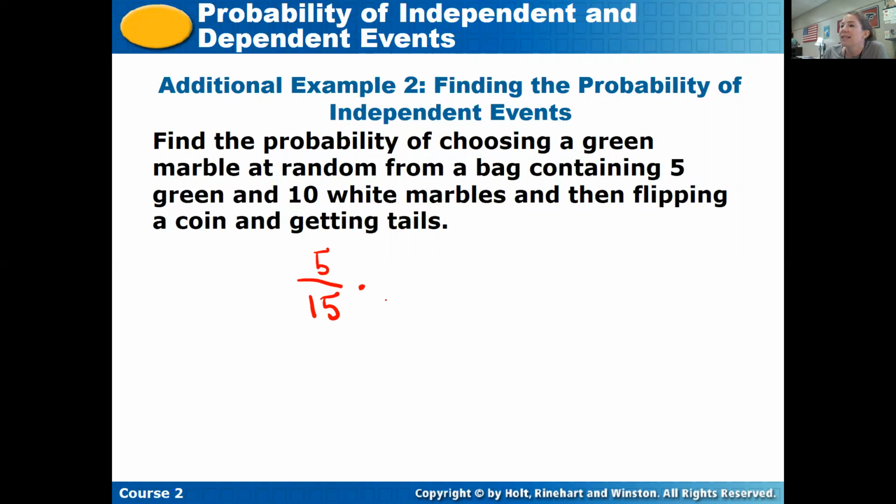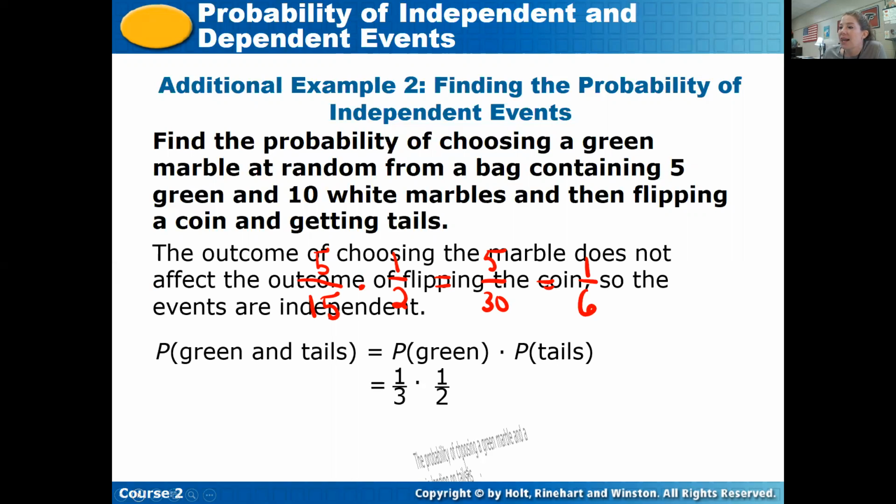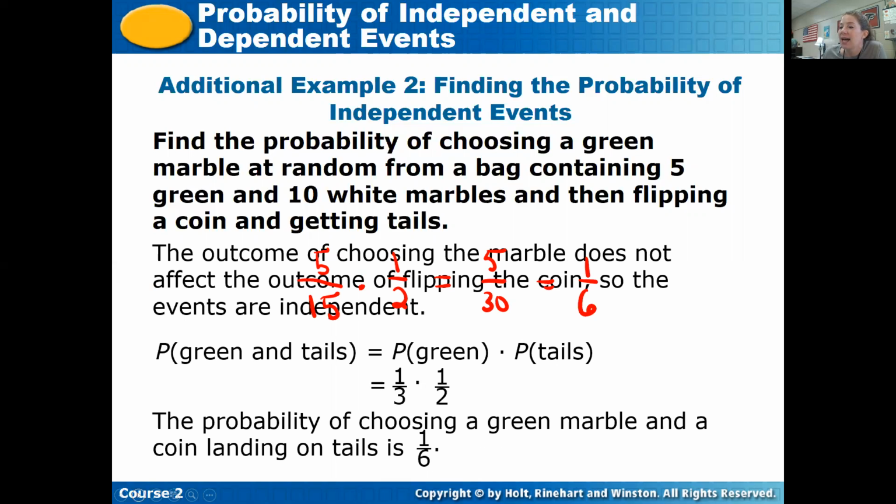And then the second event, flipping a coin and getting tails. So what is the probability of getting tails? 1/2. And then of course I could change that first fraction to 1/3. I'm just going to multiply straight across. I get 5/30, and 5/30 is 1 out of 6. That's the probability of that happening. Yep, that's what I got.